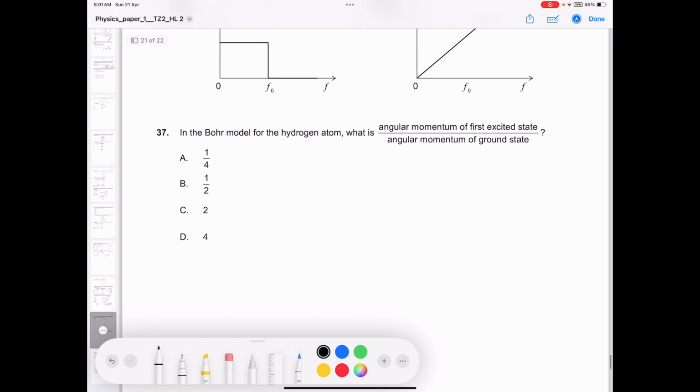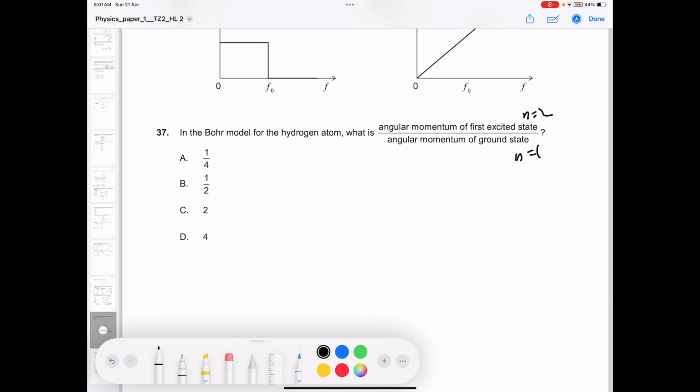And then number 37, the Bohr model for the hydrogen atom. In the Bohr model for the hydrogen atom, what is the angular momentum of the first excited state over the angular momentum of the ground state? Okay, so the ground state is n is equal to 1. It's not n is equal to 0. And the first excited state is n is equal to 2.